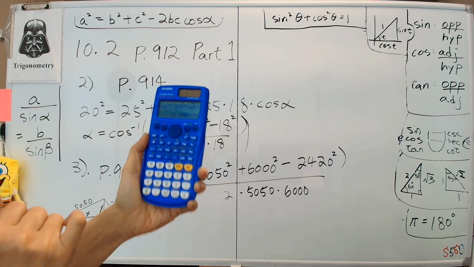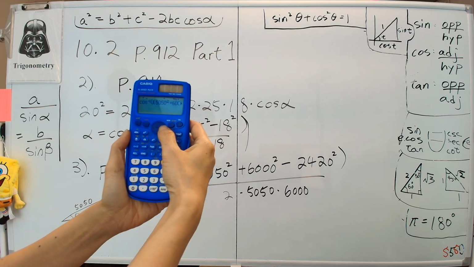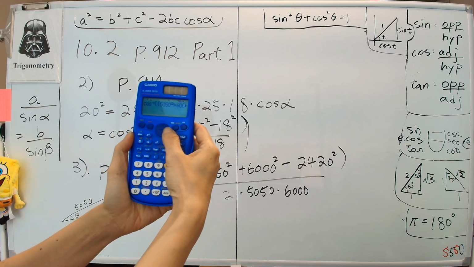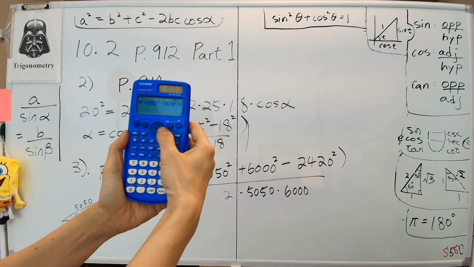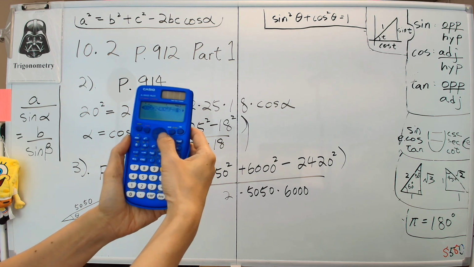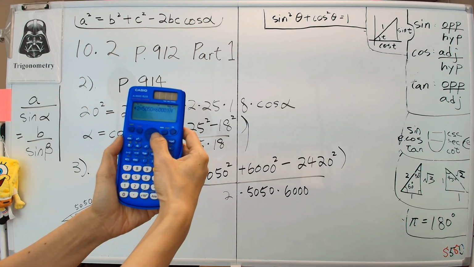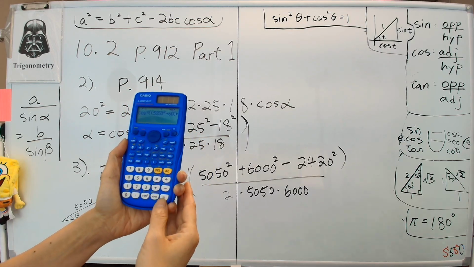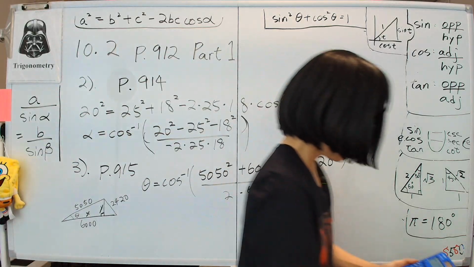Is that right? Let me think. Let me check. Did I miss something? 5,000 plus 6,000, right? Yes, minus 2420. I did do the square, so that looks okay. Divided by parentheses 2 times 5050 times 6,000, close parentheses. Yeah, that should be okay. 23 degrees.